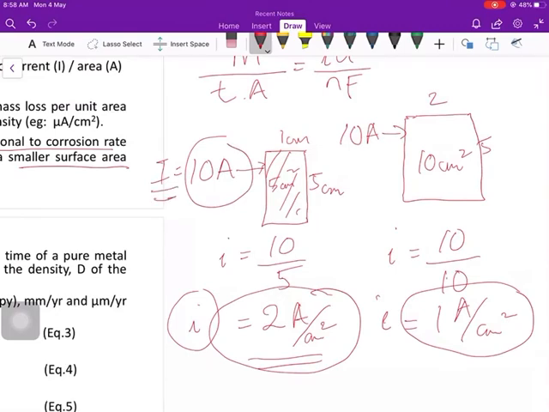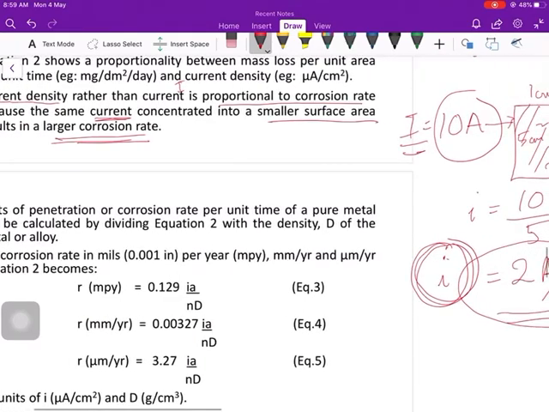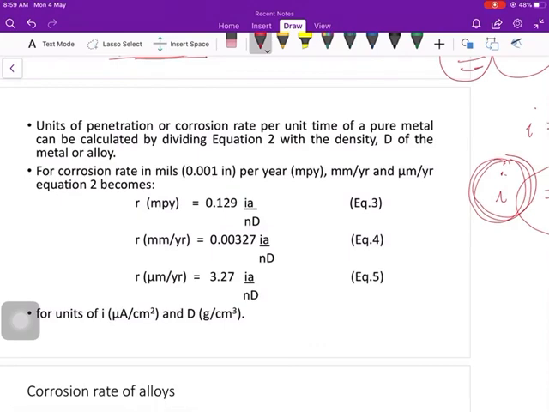Okay, when you talk about current, it doesn't reflect the rate of corrosion. But if you use current density, it can show the difference in the rate of corrosion. Alright, so you must use small letter i, current density, instead of current. Alright, next formula or equation, there are 3 more equations.